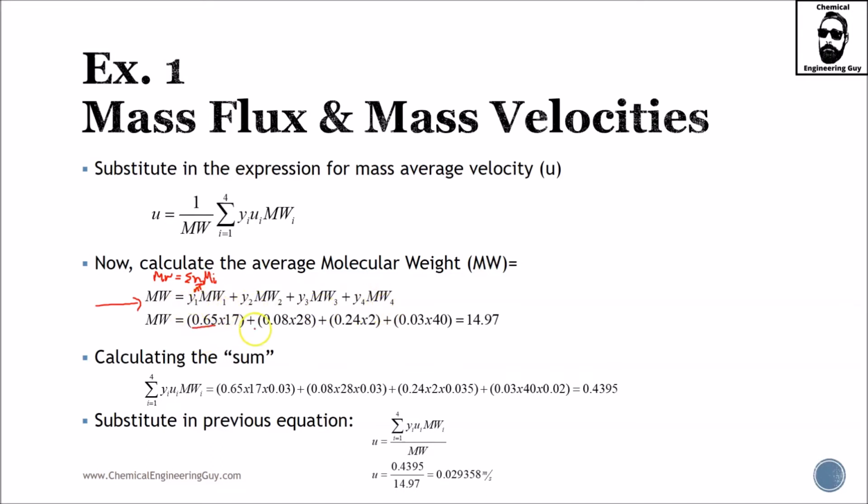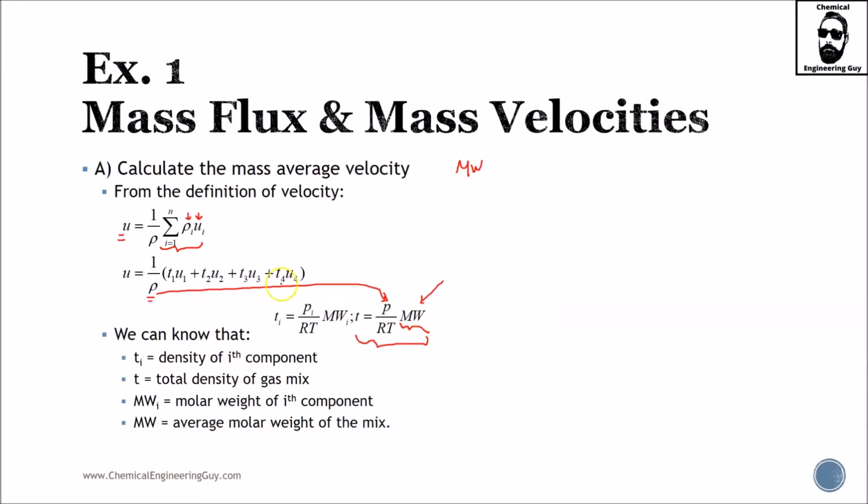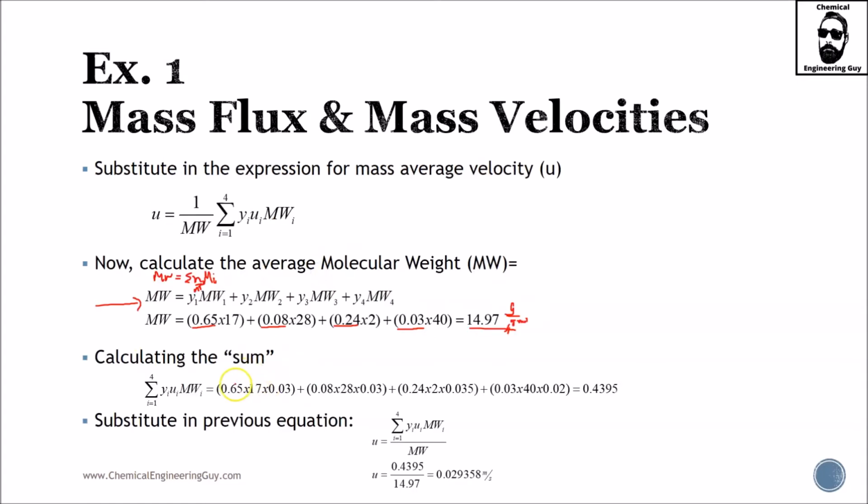We know it's 0.65 for ammonia, 0.08 for nitrogen gas, 0.24 for hydrogen, and 0.03 for argon. And the molecular weights, 17, 28, 2, and 40. Performing the calculation, we get something around 15, which can be grams per gram mole or kilograms per kilomole. And now that we have this value, we can go back to this part right here and substitute the values. So that's what I'm going to do. We got the velocity and its molecular weight.